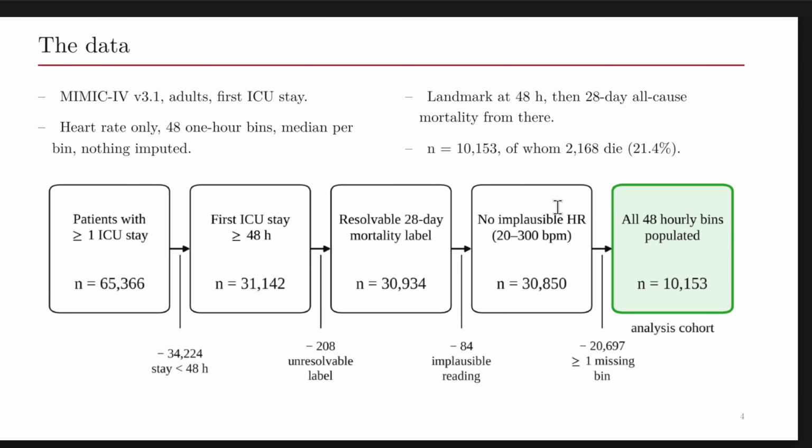So the patients we're looking at come from MIMIC-4, a standard benchmark data set for clinical settings. And like I said, we are only looking at heart rate for now. We fix a landmark at 48 hours, and we hourly bin the heart rate values into 48 bins, and we select the median per bin. Nothing is imputed. This looks at a very specific group of people in the ICU, which is a major limitation. But once again, this is just to get a first pass.